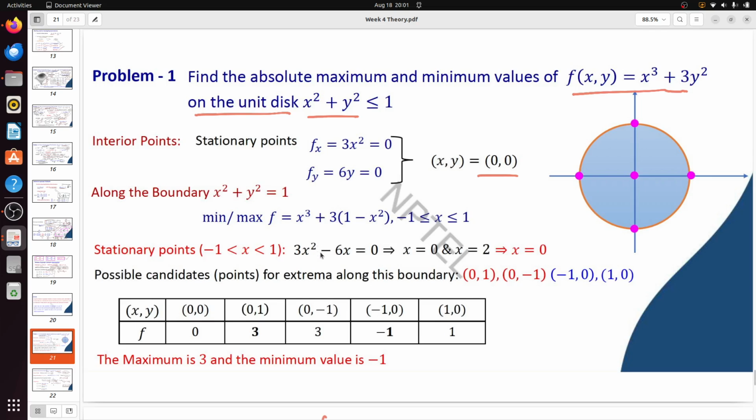Take df dx equal to 0. If you take df dx, you will have x equal to 0 and x equal to 2 as stationary points. Because x square plus y square is less than 1, you can only have x belonging from minus 1 to 1. So x equal to 2 you need to cancel. For x equal to 0, you have 2 points. What are those 2 points? 0, 1 and 0, minus 1, right?